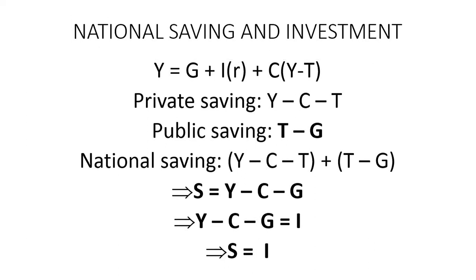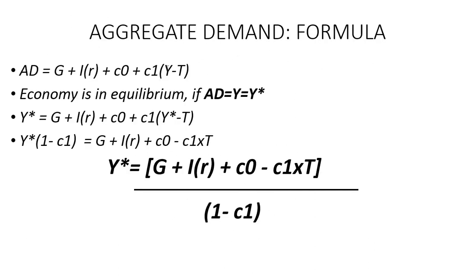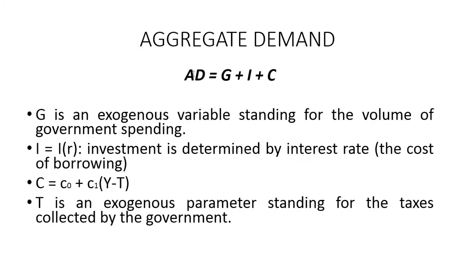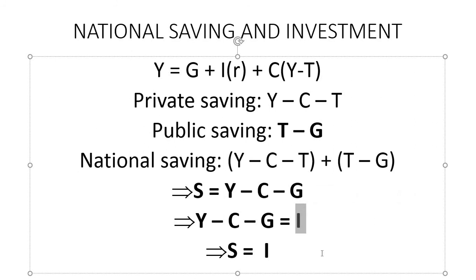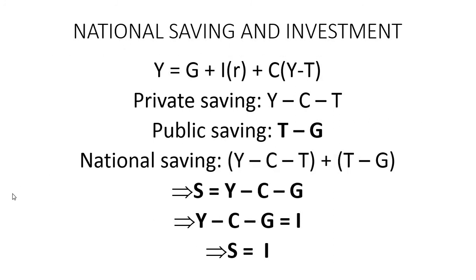If you get back to the aggregate demand formula, you will also see that if you subtract government spending and consumption from output, you will get investment. So those two expressions are identical, and based on this, you conclude that savings are equal to investment in the closed economy.